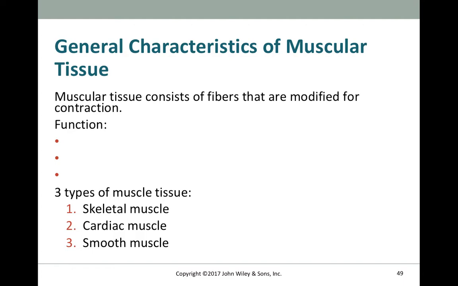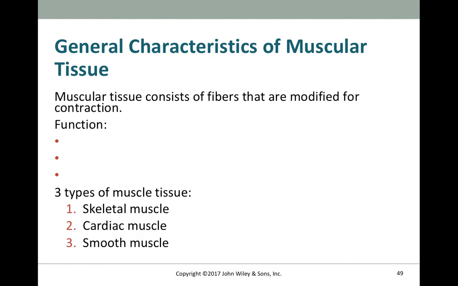So for starters, muscular tissue will consist of fibers or cells that are modified for contraction, and thus they're going to provide movement or motion. They're going to help maintain posture, and they're going to be able to help us produce heat. So the function of the muscular tissue is to provide motion, to help maintain posture, and for heat production.